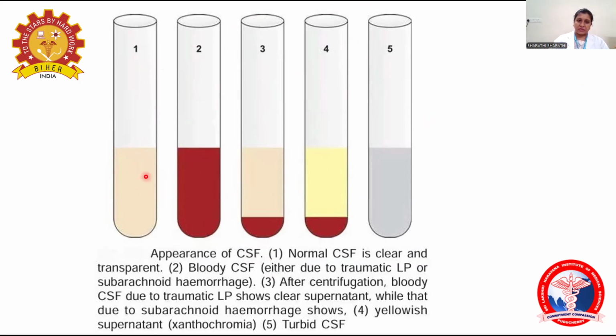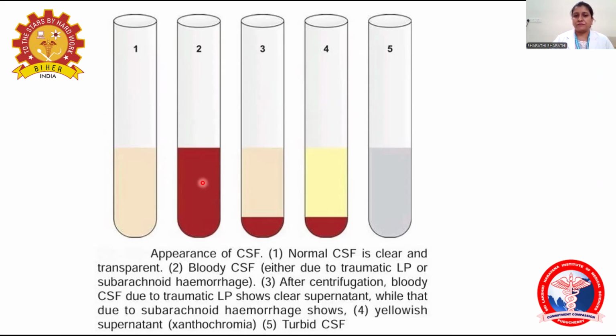This is a normal, clear, colorless appearance of the CSF. It is generally a clear, transparent fluid, and this is bloody CSF. The bloody CSF can be because of two conditions: one is traumatic and one is subarachnoid hemorrhage.